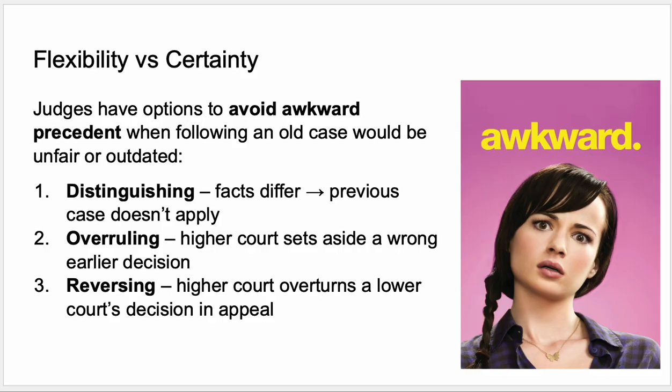So you can think of it a bit like following a recipe. Usually you follow it carefully, but sometimes the ingredients or maybe the conditions are a bit different, so you adapt. Or you might realise the old recipe was flawed, so you adjust it for future attempts. And judges do the same with precedent. They follow past decisions, but they have ways to adapt and correct mistakes to ensure that justice is achieved.